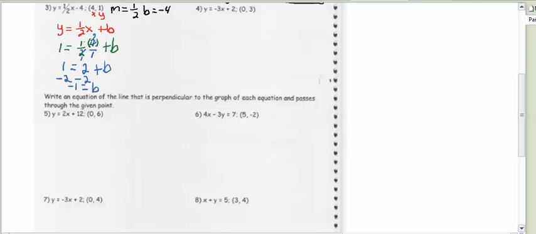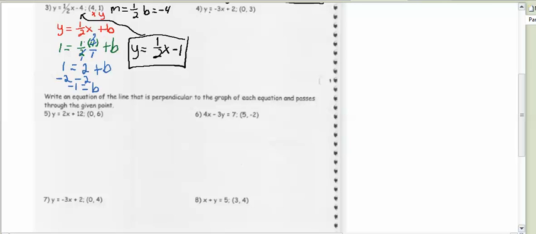So now I'm going to go back up, write my equation. Y is equal to, using the same slope, 1/2 x minus 1. And that is a line that is parallel to this line. So I found out what my b was, which was a -1. Okay, last one like this.